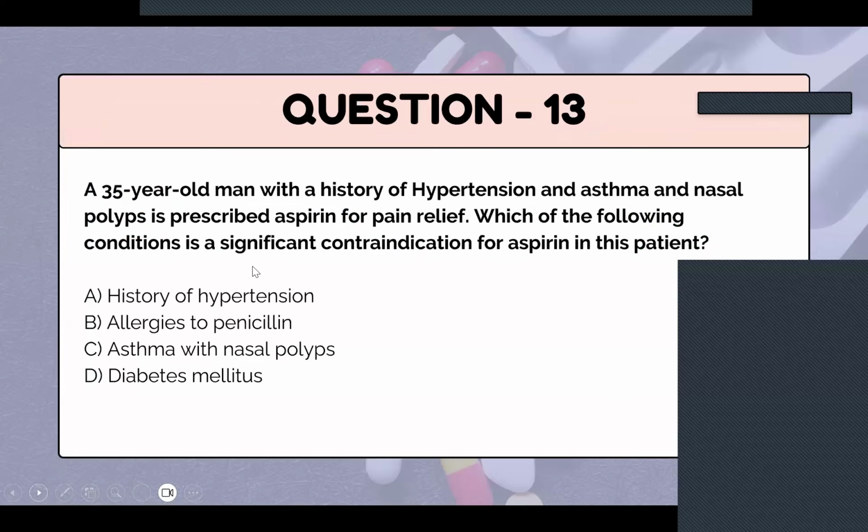Now, let's move on to the next question. A 35-year-old man with a history of hypertension and asthma and nasal polyps is prescribed aspirin for pain relief. Which of the following conditions is a significant contraindication for aspirin in this patient? A. History of hypertension. B. Allergies to penicillin. C. Asthma with nasal polyps. D. Diabetes mellitus. Yes, it's C. Asthma with nasal polyps.